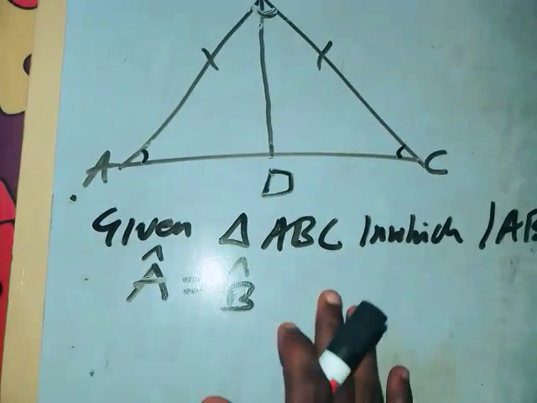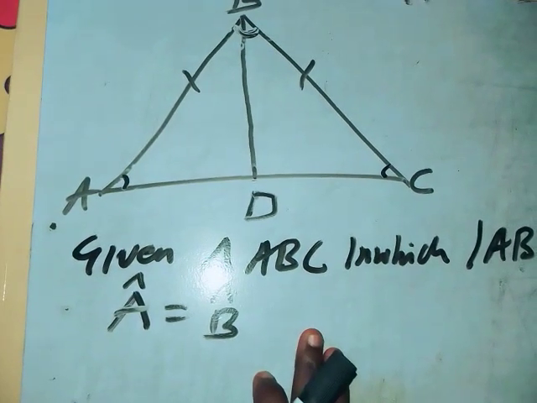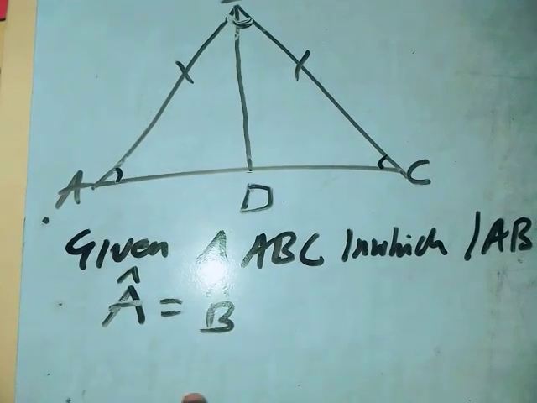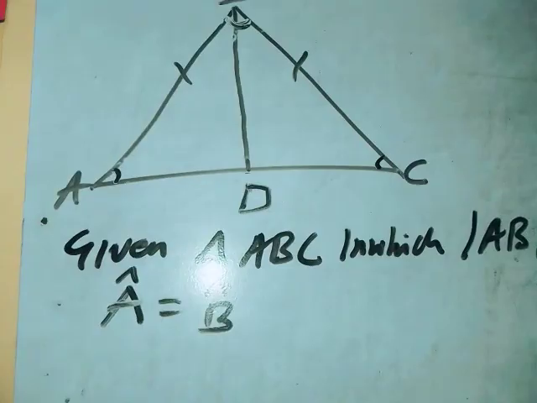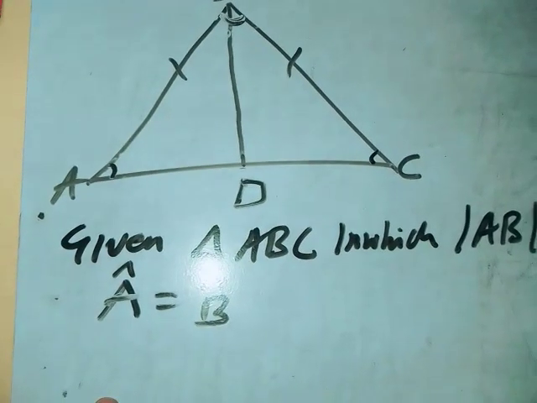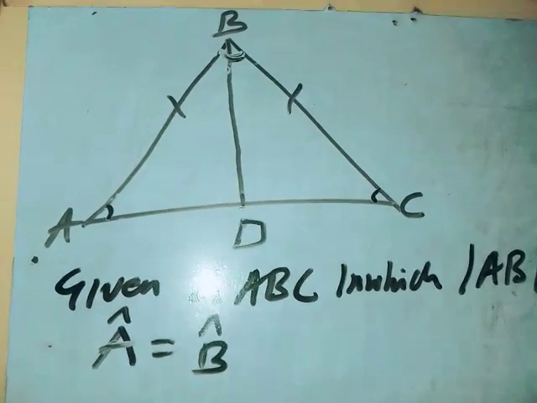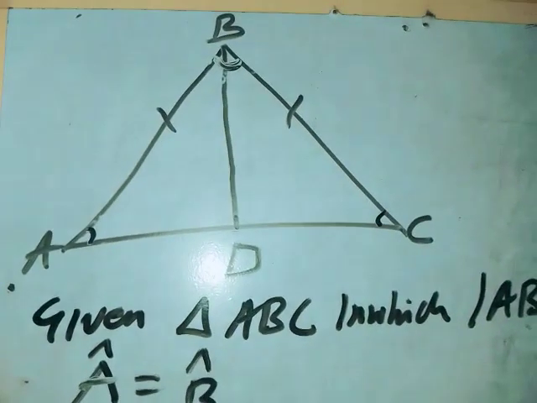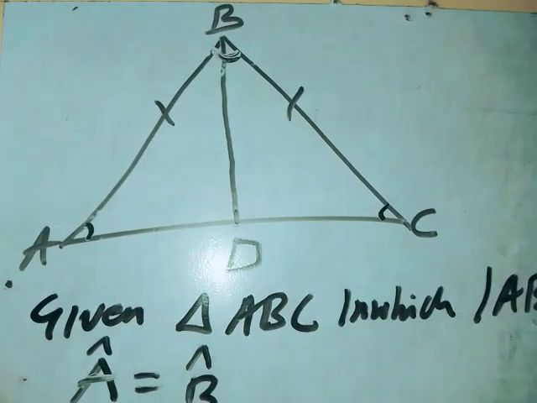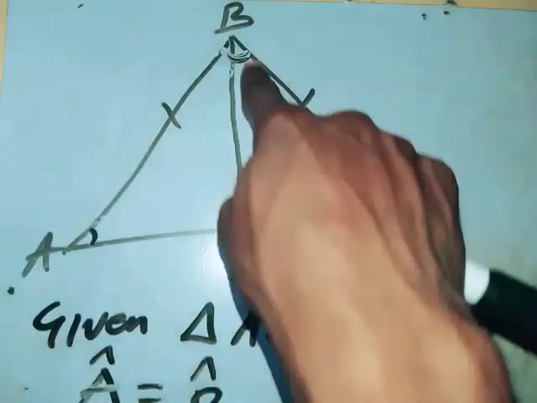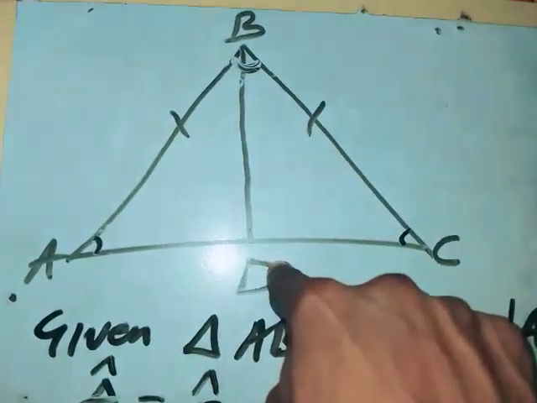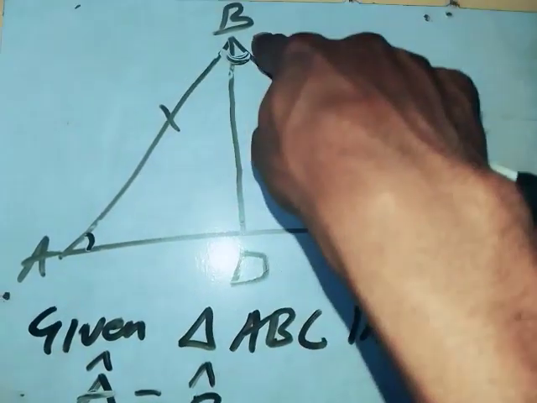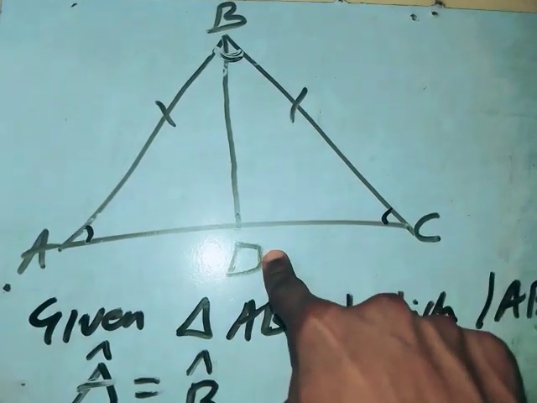Now, to prove this, draw a bisector of angle B to meet AC at D. What do I mean by that? What is a bisector? A bisector is a line that divides any shape into two equal parts. As you can see, a bisector of B to D. Now, the line produced from B to D gives a new point D.